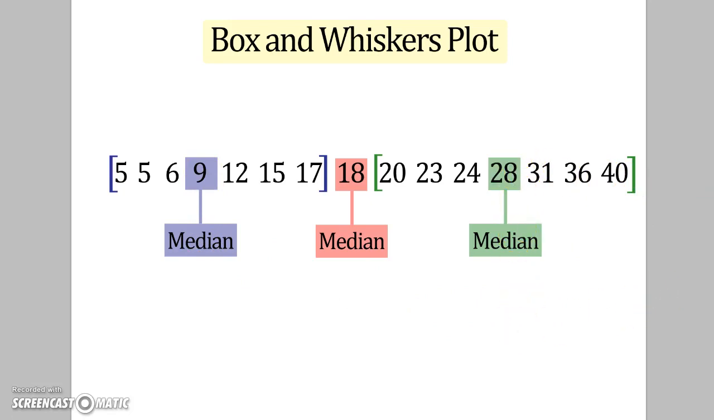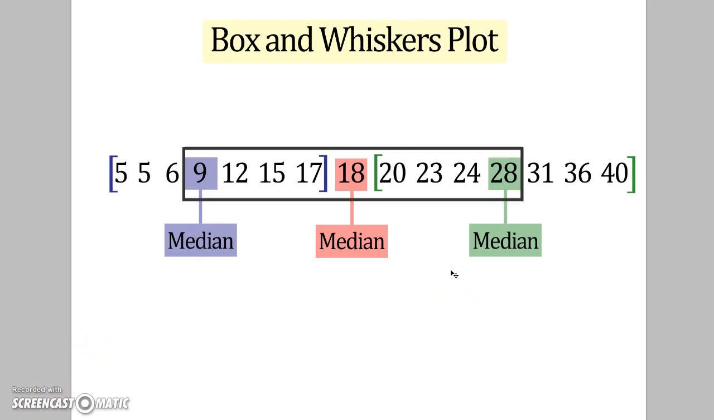So we now have 3 median values, with the first median value, 18, being the center point of our box and whiskers plot. And the other 2 values will complete the box portion of our box and whiskers plot. So the box portion is going to start at 9 and end at 28, and there's going to be a center point of 18.